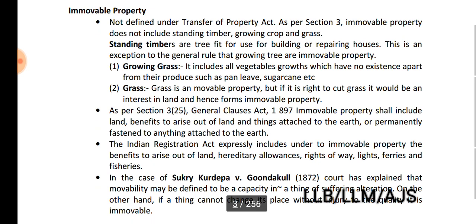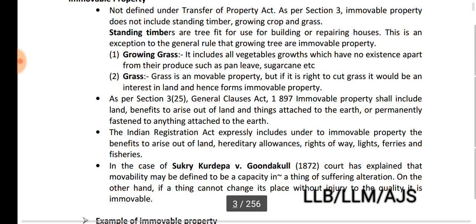Standing timber means trees fit for use for building or repairing houses. This is an exception to the general rule that growing trees are immovable property. Growing trees are immovable property, but it depends on the intention of the person, whether he wants to cut it and use it for building or repairing houses or other purposes, or whether the growing tree is for the purpose of its fruits or other purpose. It depends on the intention.